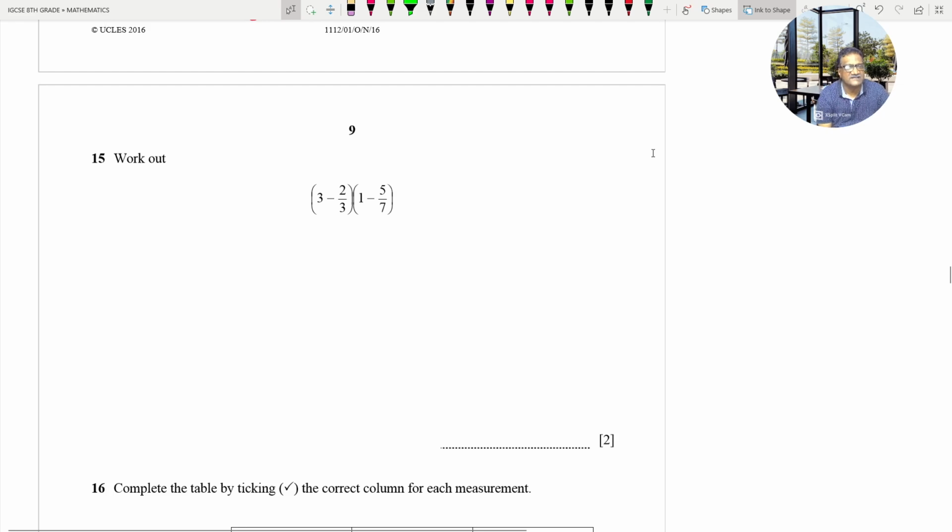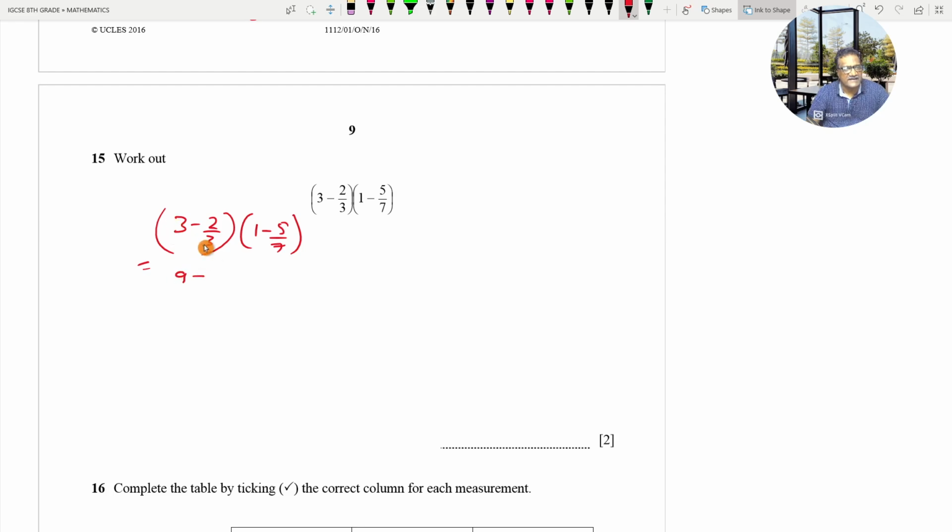Now 15th is you have to work out this, right? 3 minus 2 by 3 multiplied by 1 minus 5 by 7. So 3 minus 2 by 3 times 1 minus 5 by 7, right? You have to work out this. So this you can work out this way.